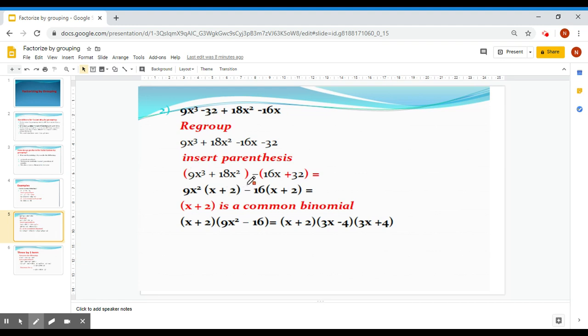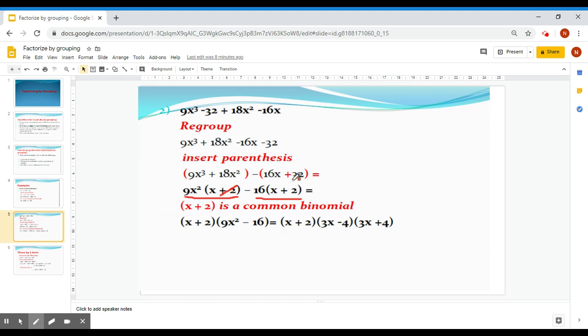I insert parentheses again. When I insert parentheses and I have a minus, this becomes a plus. Now I factorize the 9x squared outside, and I will be left with x plus 2 from this, and I factorize the 16 outside, I will be left with x plus 2. So I have here one term and here another term. The x plus 2 is a common binomial.